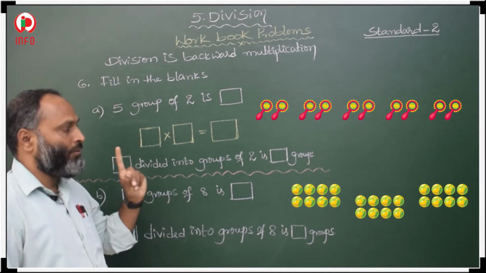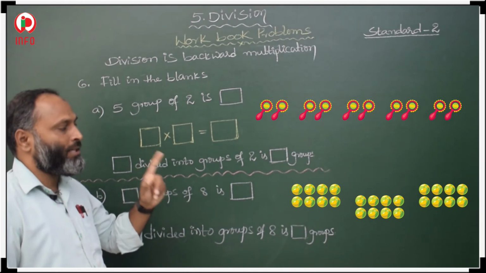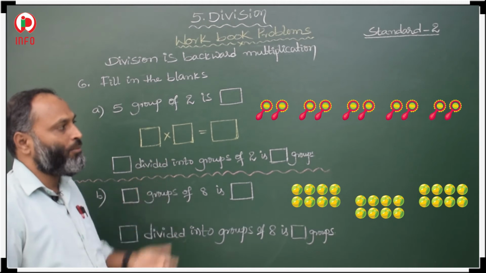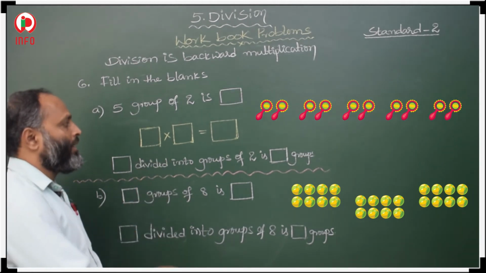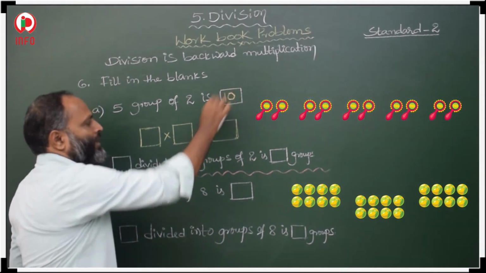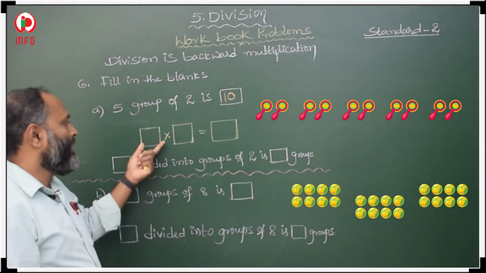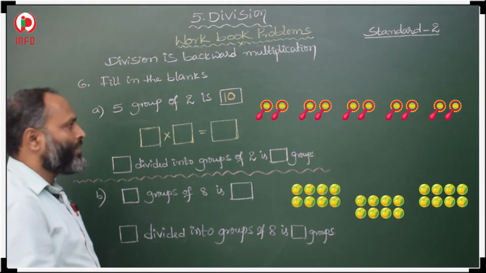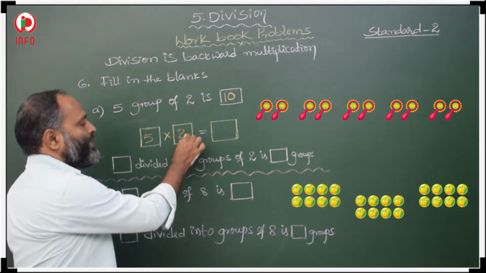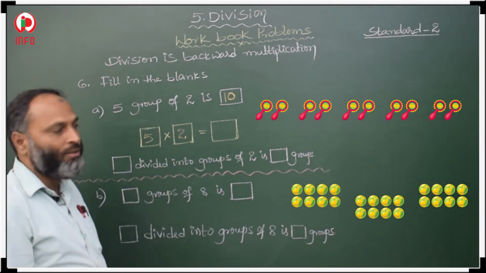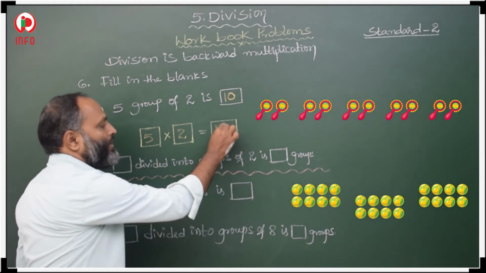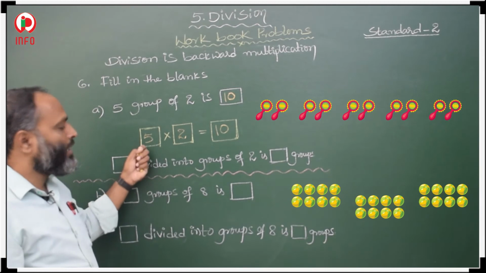1, 2, 3, 4, 5, 6, 7, 8, 9, 10. If there are 5 groups of toys and 2 toys in each group, then total how many toys were there? Total 10 toys were there. Then how to represent it as a multiplication fact? 5 groups into 2 toys in each group. Then 5 2s are total 10 toys. 10 toys. So this is the representation.